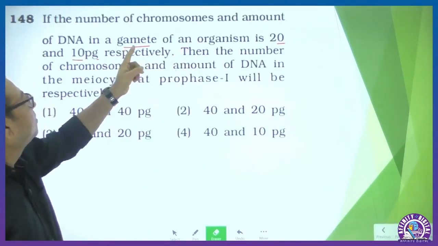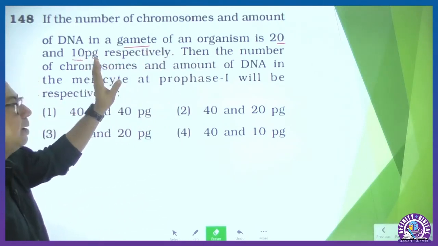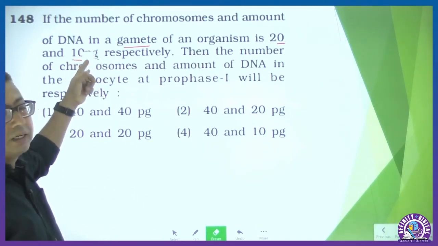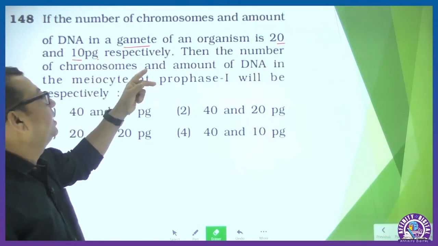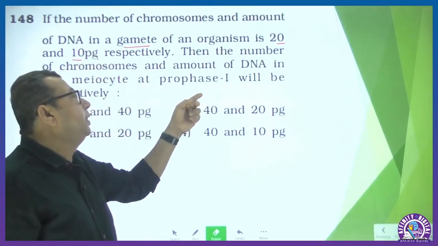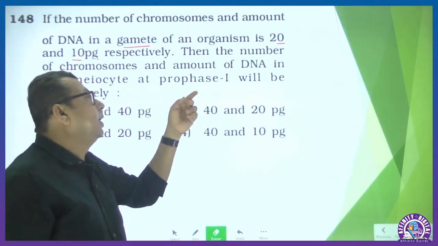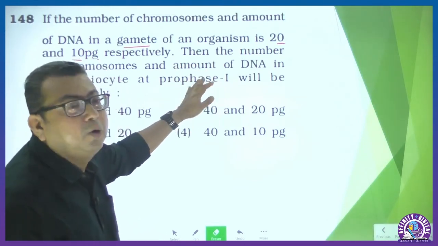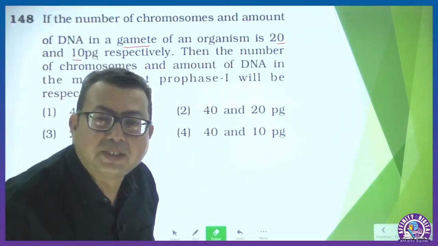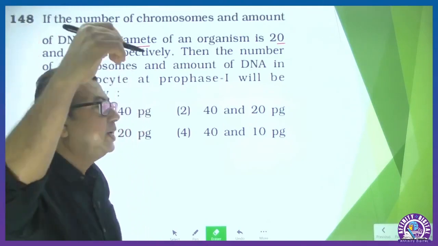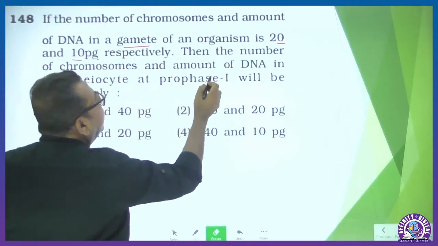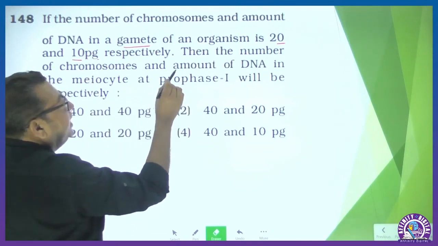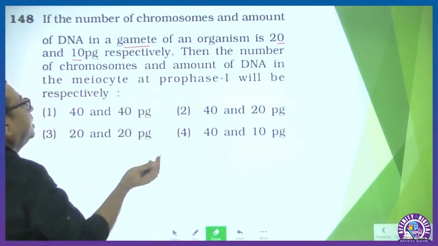Next is, if the number of chromosomes and amount of DNA in a gamete is 20 picogram. Children, remember this: the amount of DNA in the meiocyte of the same organism at prophase 1, metaphase 1, telophase 1 and during cytokinesis of meiosis 1 will be 4 times compared to the amount of DNA in the gamete. How much is given for the gamete? 10 picogram. So the amount of DNA in the meiocyte at prophase 1 will be 4 times that, meaning 40 picogram.